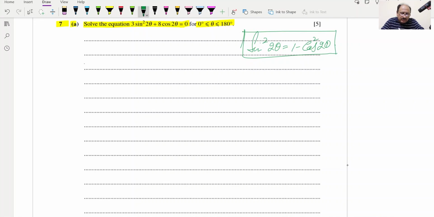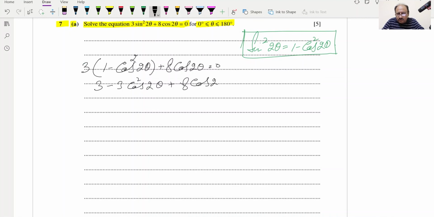So it will be 3. We can rewrite 3 into 1 minus cos square 2 theta, plus 8 cos of 2 theta is equal to 0. We can open the bracket, so we'll get 3 minus 3 cos square 2 theta plus 8 cos of 2 theta is equal to 0. So now we can simplify by adding like terms.